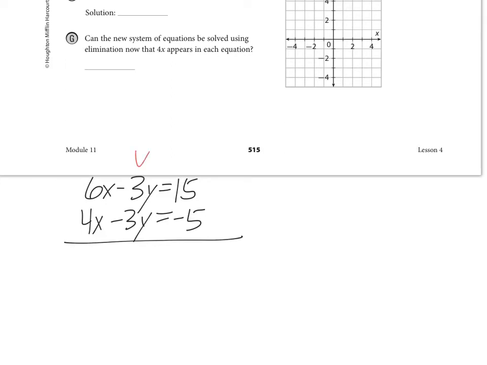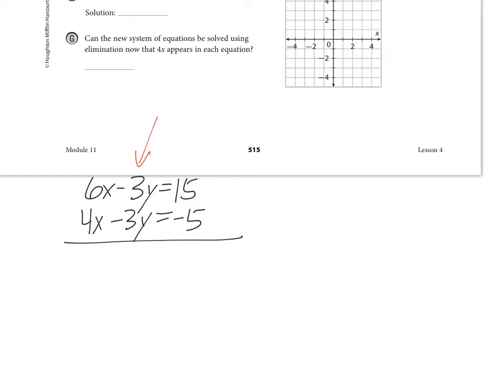So I'm going to come down here. In 11.3, an example of a system that you might see would be something like 6x minus 3y equals 15, and 4x minus 3y equals negative 5. When you're doing what's called elimination, you're trying to eliminate a variable. In this case, we want to eliminate the y's. Why? Because they have the same coefficient. The problem is one's a negative, the other is a negative. To get rid of them, they have to be opposite.